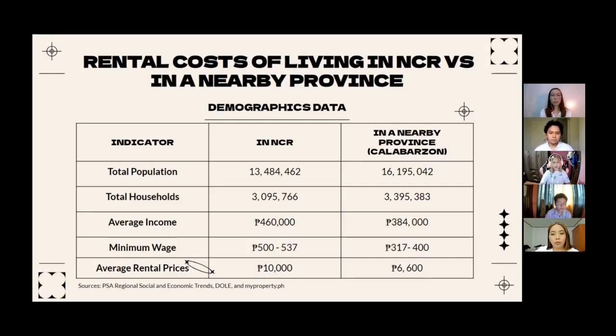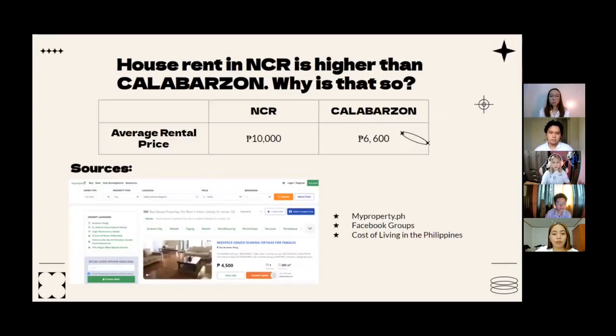So next slide, please. According to PSA, house rent and rent expenditure in NCR is 18.2%, which is higher than Calabarzon, measuring 11.6%. So why is that so? In this table, I have computed the respective average rental price from some of the reliable sources I found on the internet. First, I relied on this website entitled myproperty.ph.